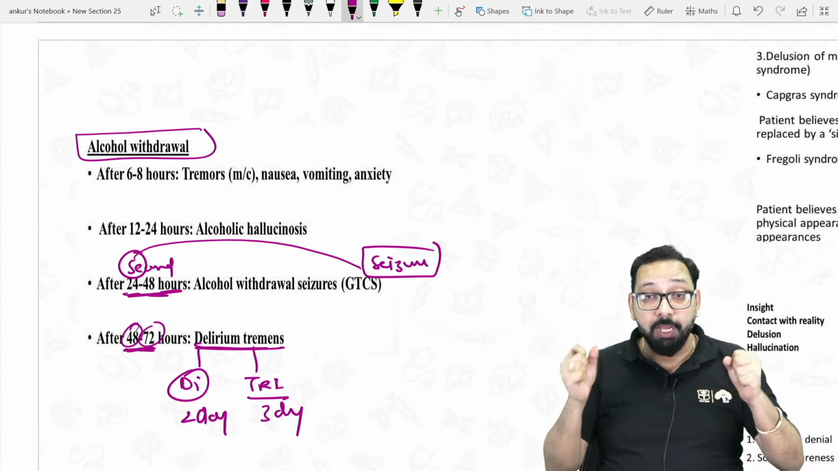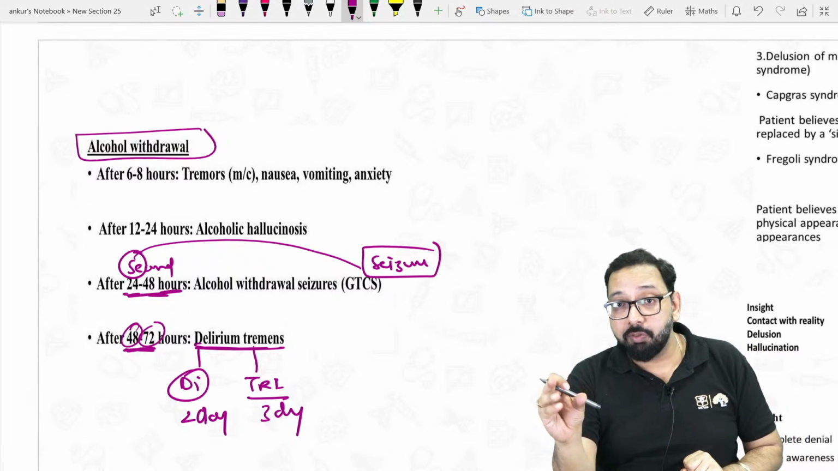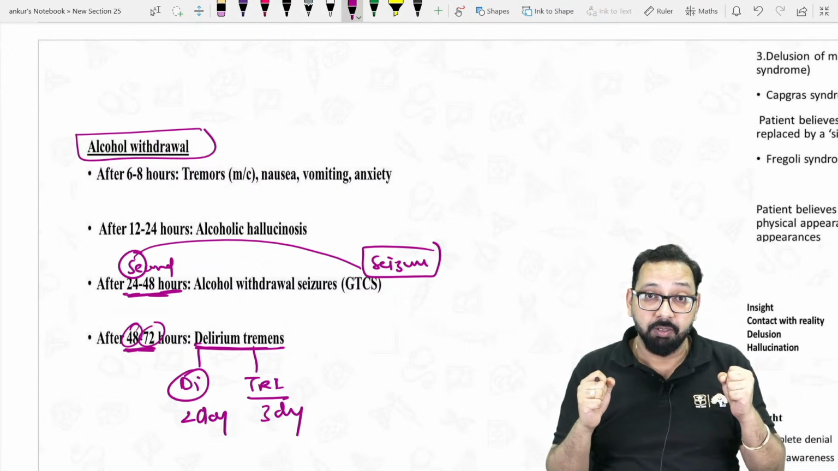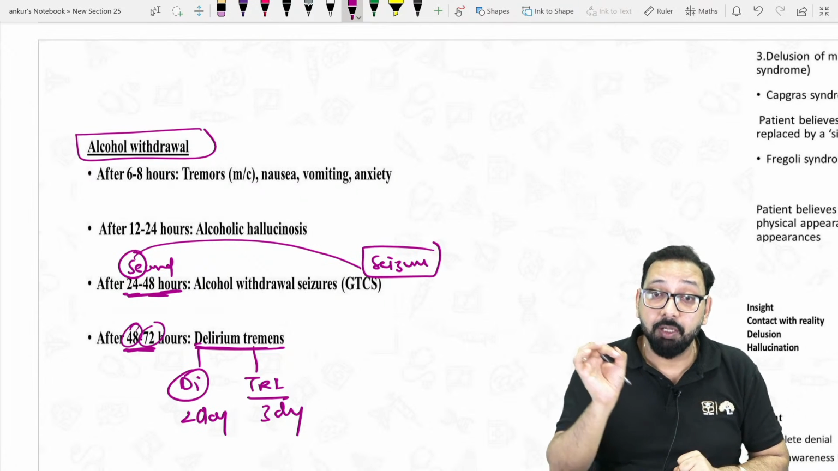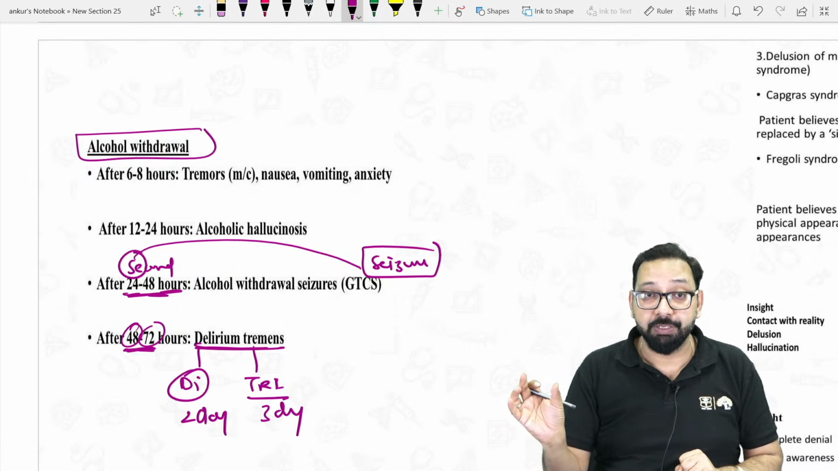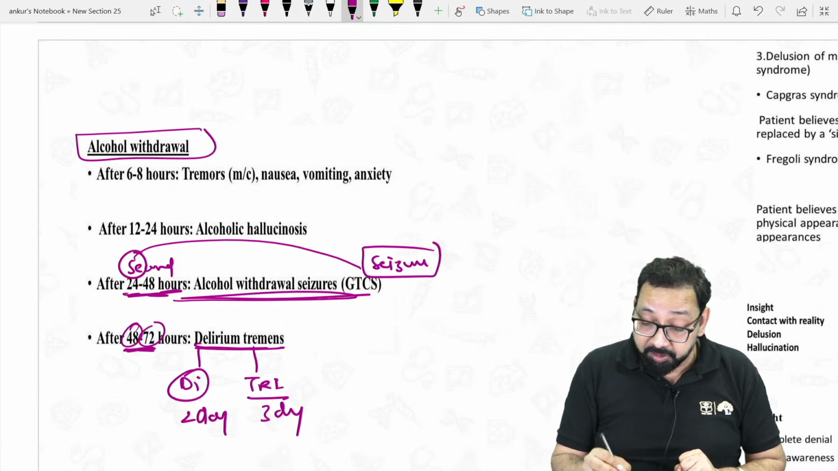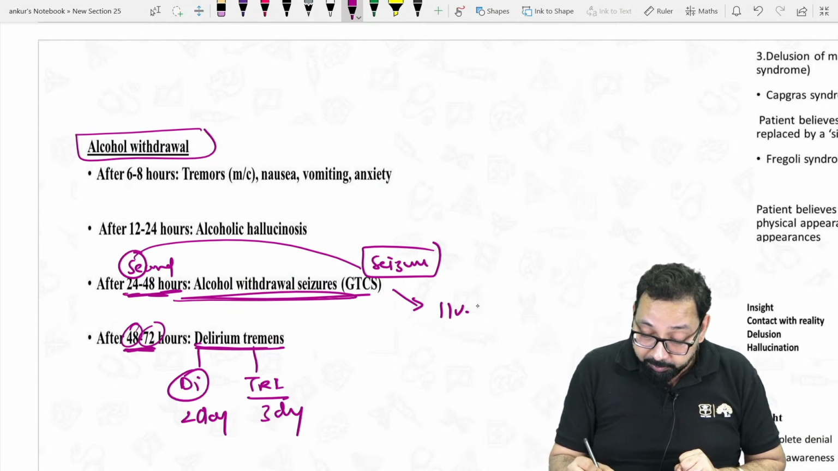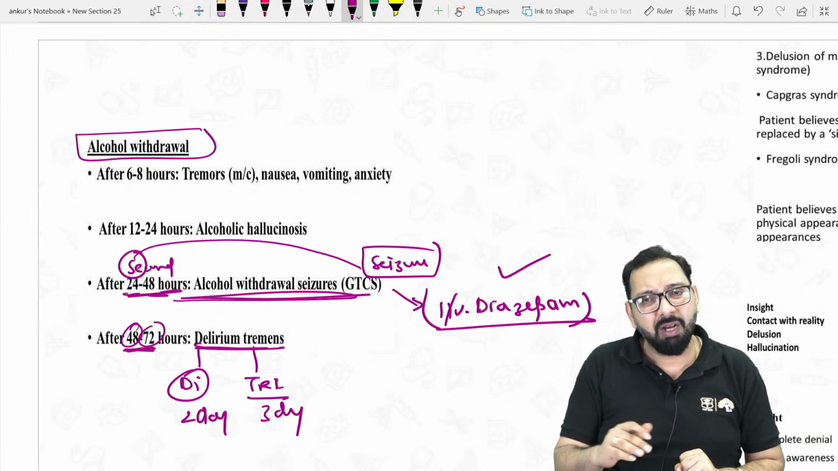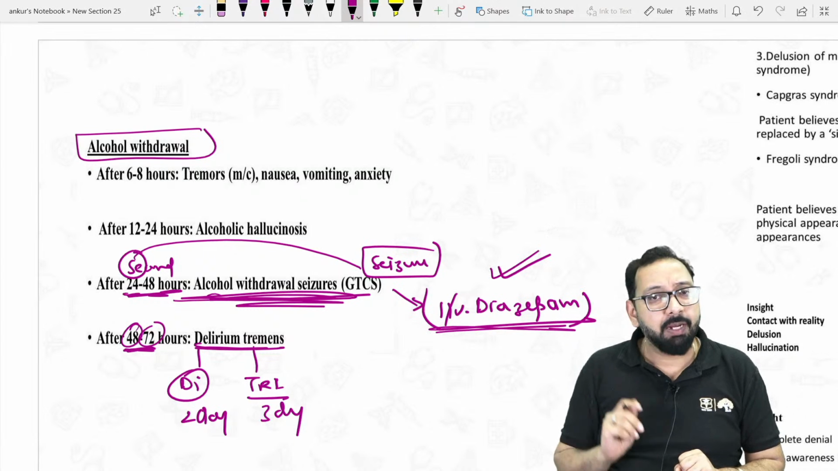What is a seizure? Generalized tonic clonic seizure. You are not taking alcohol for a few days, 1 day, 2 days, and you started having generalized tonic clonic seizure. Okay, and these seizures come in clusters. Cluster means in a short time you will find multiple episodes of seizure. And never ever give anti-epileptic. In this we give IV diazepam. Yes, we can also give other benzodiazepines, but according to Kaplan, they have given IV diazepam.